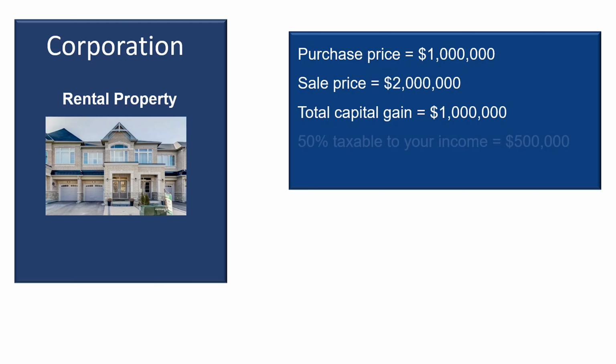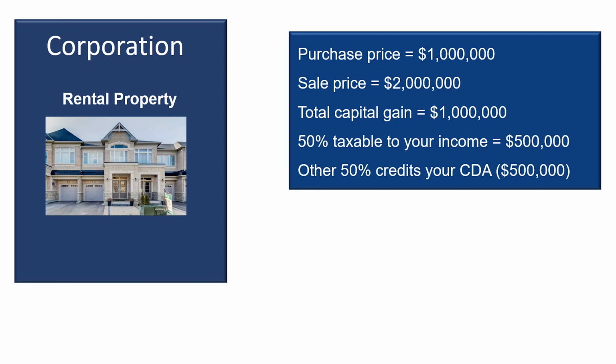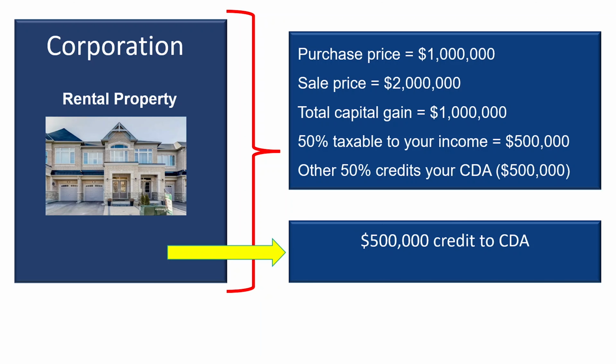So how the tax system works is 50% of that $1 million becomes taxable to your income. So that's $500,000. But to point one of the previous slide, the other half of the taxable income, so half is taxable, the other half is not, that other half actually credits your CDA, your capital dividend account. So in other words, this red line represents the credit your corporation's capital dividend account just received, and the credit will be for $500,000. What that means is you are able to pay yourself or pay out of the corporation $500,000 of tax-free capital dividends, because it is basically the non-taxable portion of that capital gain.